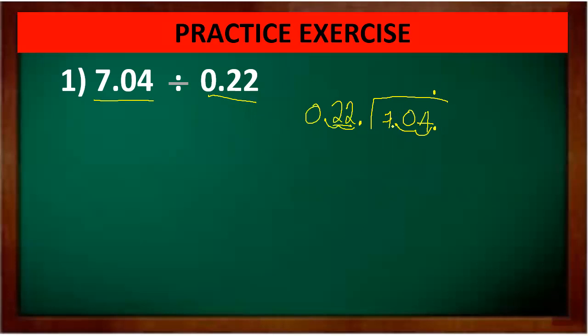How many 22 are there in 70? Let's try 3. 3 times 2 is 6. Okay. 10 minus 6 is 4. You bring down 4. 44 divided by 22 is 2. 2 times 2 is 4. 0 remainder. Therefore, our answer is exactly 32. Next, we have another example. Okay, mabilis lang. If you want to analyze how I did it, just pause the video and review it.